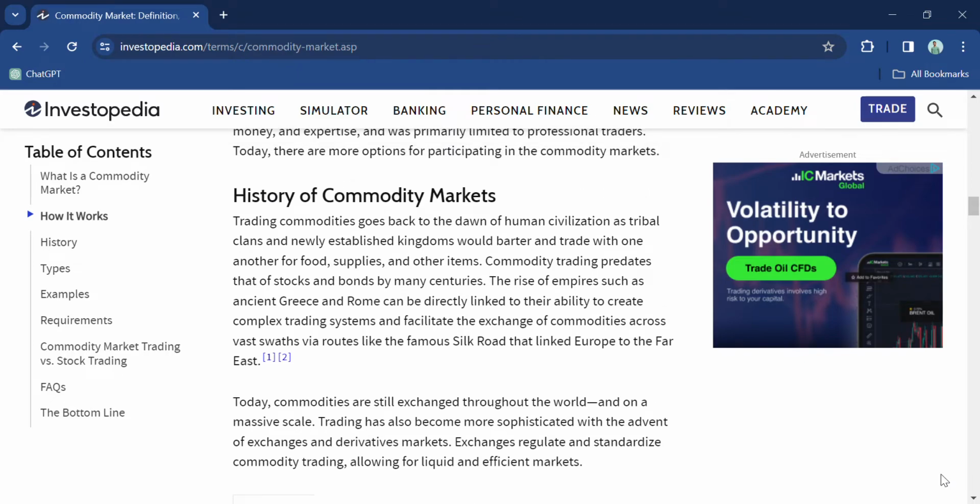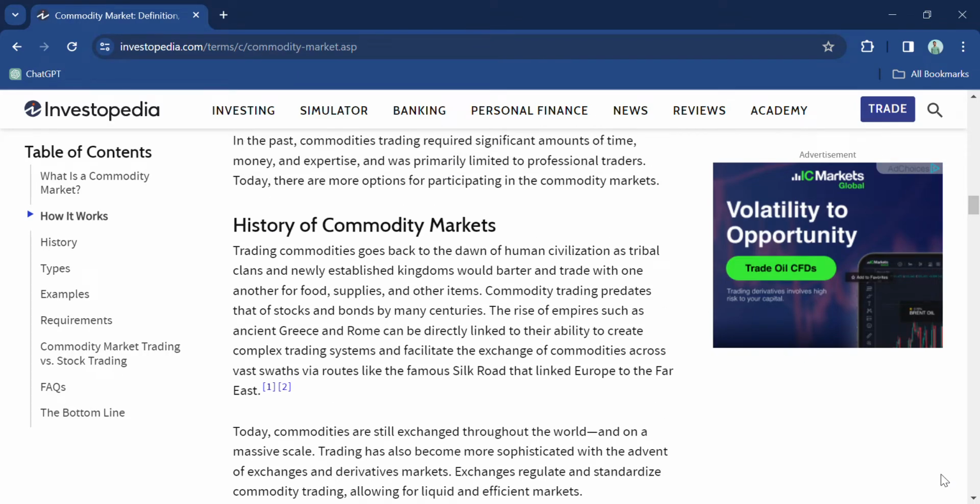In the past, commodities trading required significant amounts of time, money, and expertise, and was primarily limited to professional traders. Today, there are more options for participating in the commodity markets.